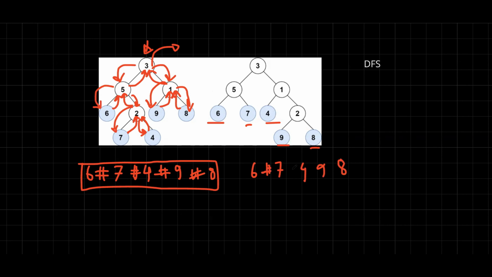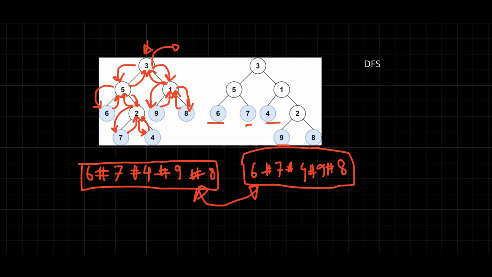And we will apply the same separator. Let's say it is hash in between them. Now we can see that both of the strings are equal. So if both of the strings are equal, we have to return true. Otherwise, we have to return false.